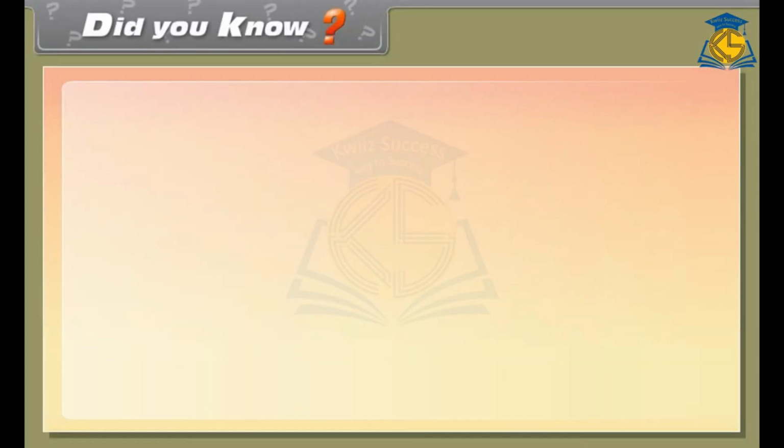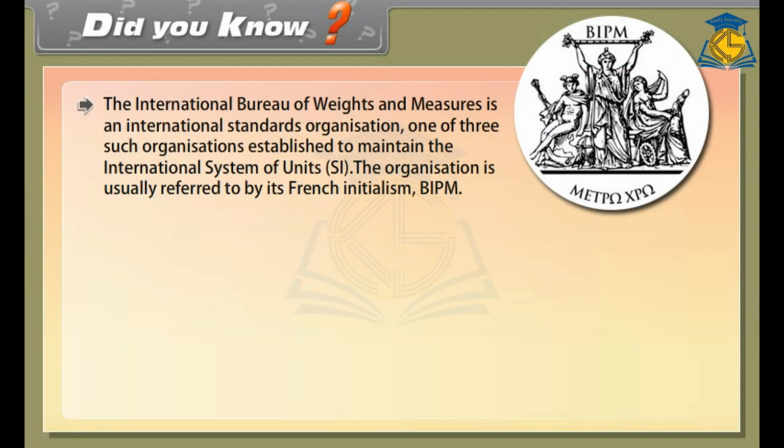Did you know? The International Bureau of Weights and Measures is an international standards organization, one of 3 such organizations established to maintain the International System of Units, SI. The organization is usually referred to by its French initialism, BIPM.